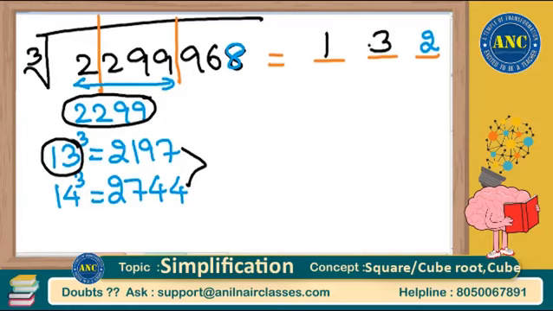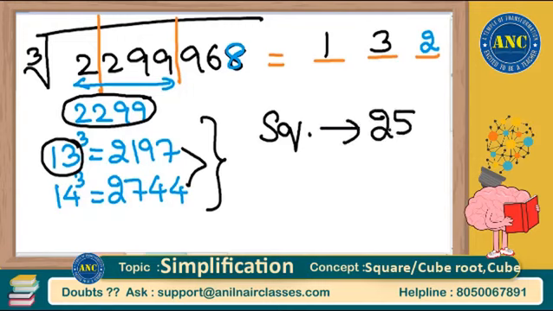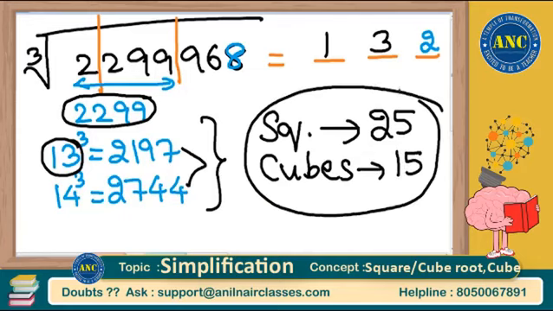Simple, sir. You will make it simple if you know these values. That is the reason I emphasize this point. Squares till 25, cubes till 15, minimum is a must for any competitive exam. If you don't know this, you will struggle.